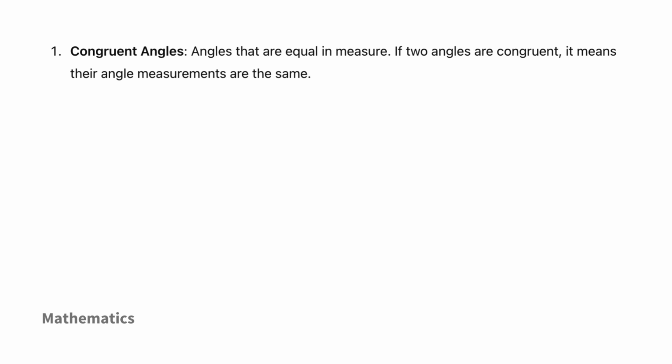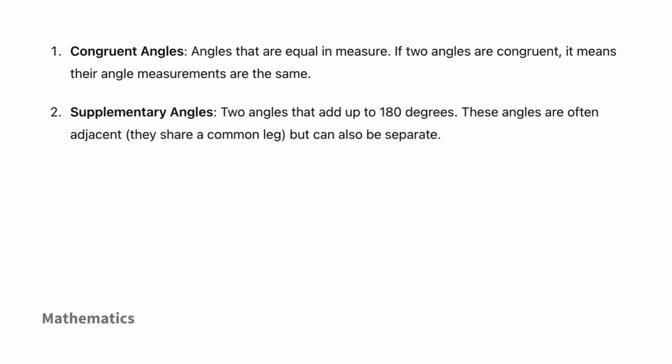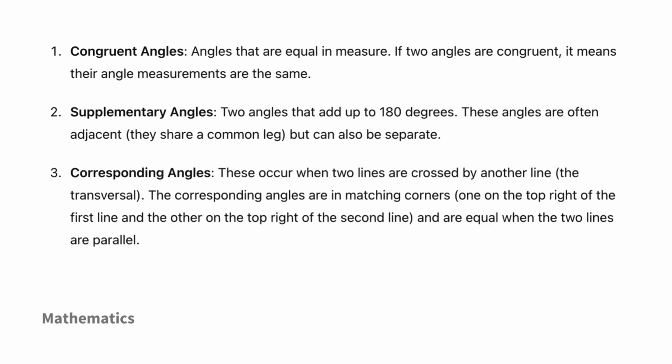Alrighty, first, congruent angles are equal in measure. So let's do a little review here. Remember that if 2 angles are congruent, it means their angle measurements are the same. Second, supplementary angles are 2 angles that add up to 180 degrees. These angles are often adjacent, but can also be separate. Third, corresponding angles occur when 2 lines are crossed by another line, and this is called the transversal. The corresponding angles are in matching corners, meaning one is on the top right of the first line and the other on the top right of the second line. And these are equal when the 2 lines are parallel.